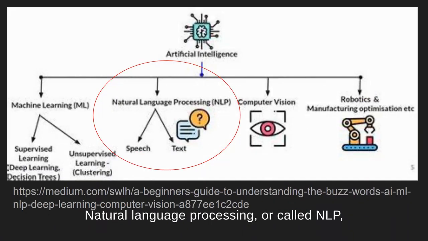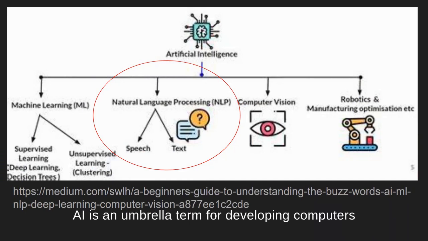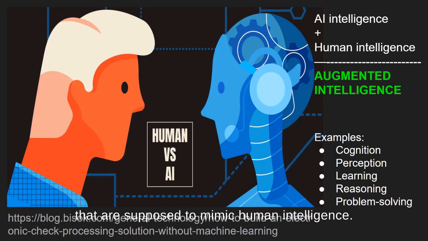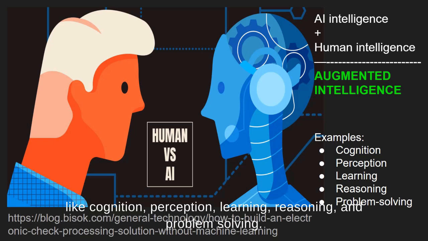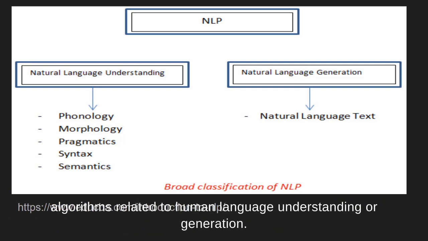Natural language processing, or NLP, is a subset of AI. AI is an umbrella term for developing computers that are supposed to mimic human intelligence. The goal is to have these machines be capable of performing complex tasks, and it requires the ability to use and augment human skills like cognition, perception, learning, reasoning, and problem solving. So NLP is a specific system that uses algorithms related to human language understanding or generation.